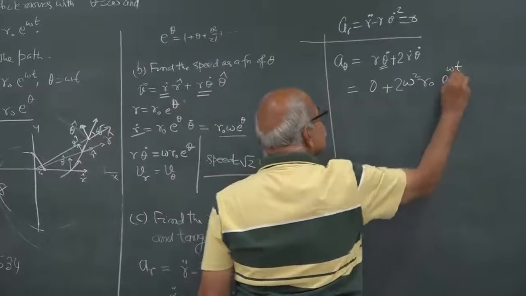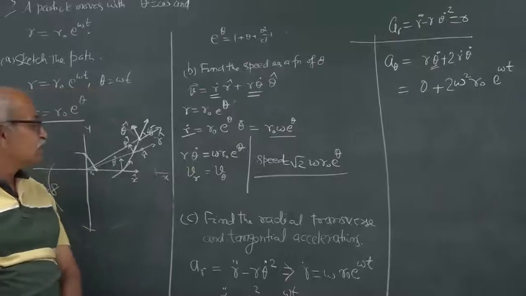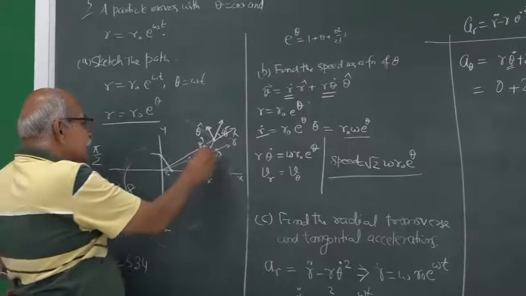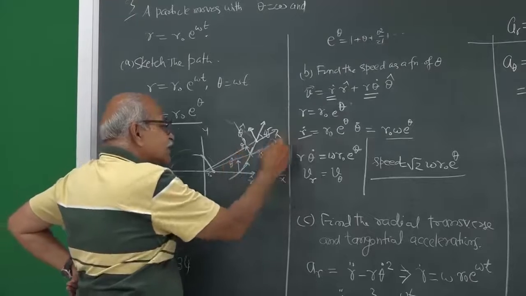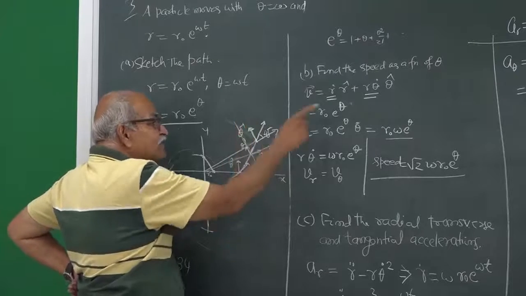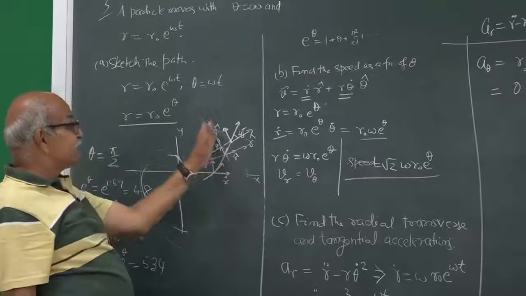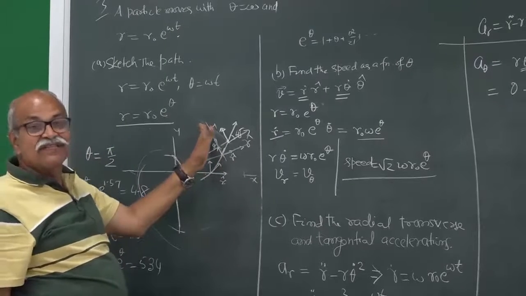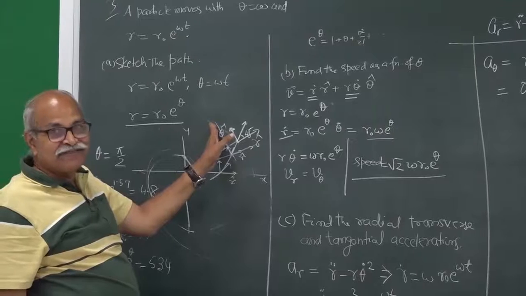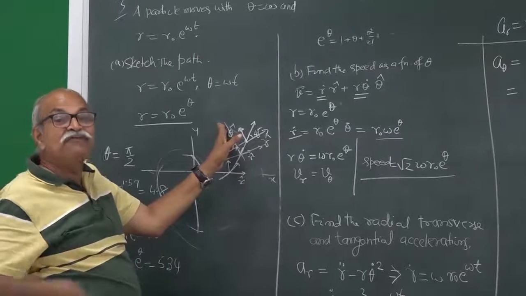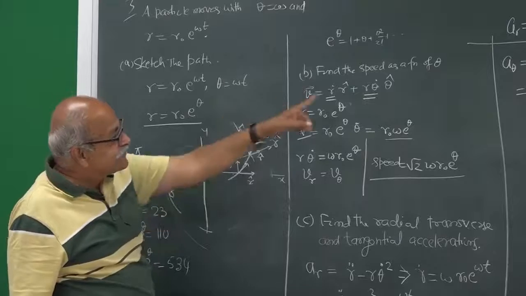So, that is the acceleration in theta direction, the transverse direction. This is that theta direction. In this direction there is no acceleration, in this direction you do have acceleration, and it is this much. Since there is no radial acceleration, this theta cap direction is the direction of the acceleration. So, the entire acceleration is in this direction, and this is the magnitude.